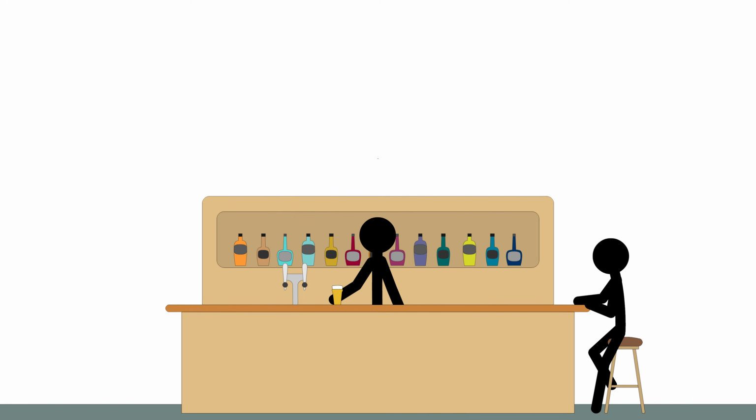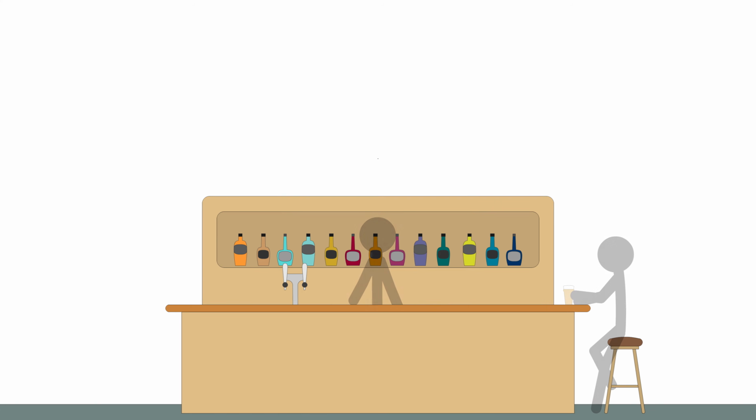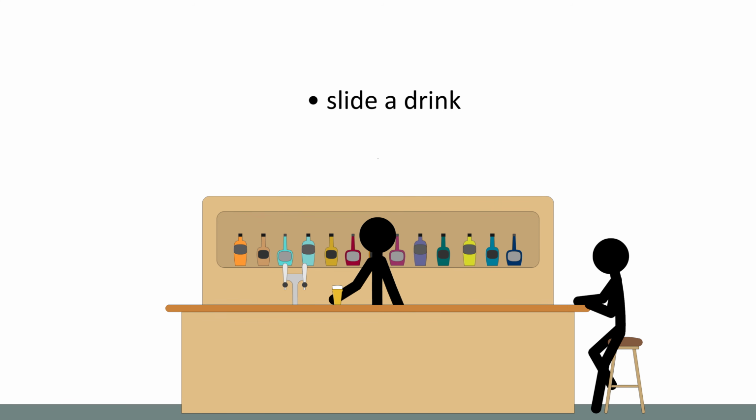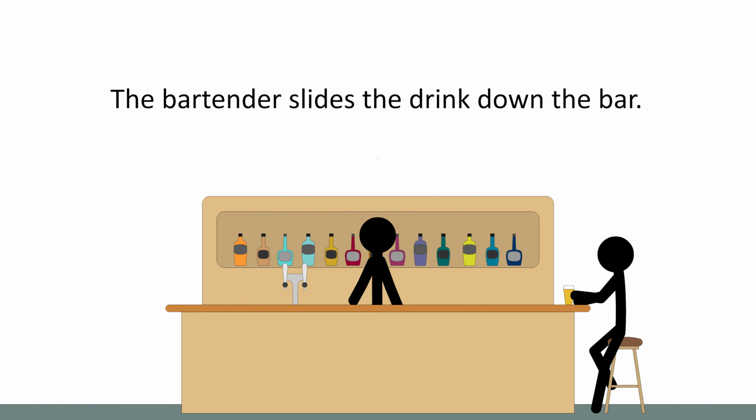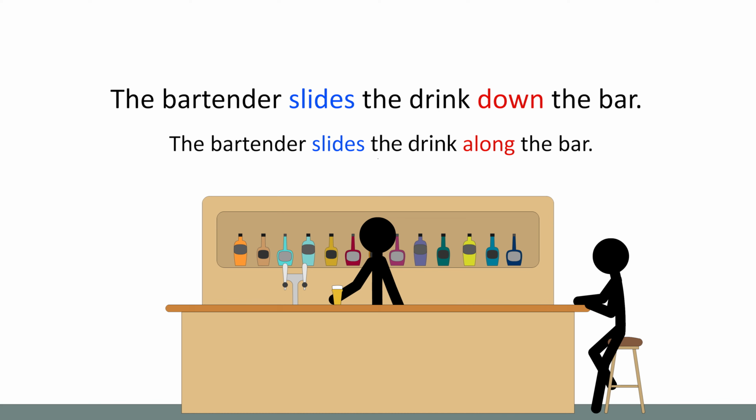All right, let's try another one. How do you think we could describe this using a phrasal verb with up or down? Here, the bartender slides a drink along the bar. So we can say, the bartender slides the drink down the bar. Slides means slide, and down means along. So the sentence just means, the bartender slides the drink along the bar.